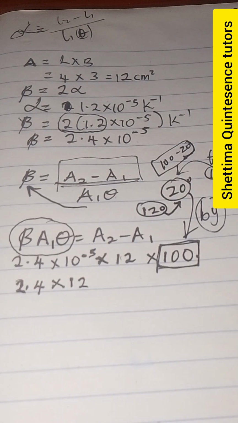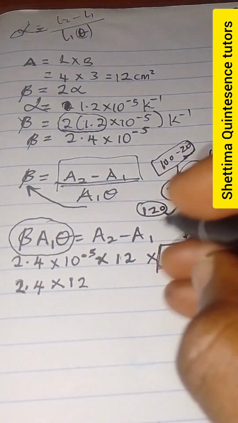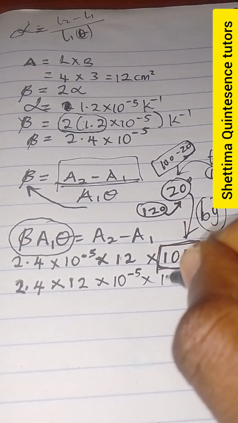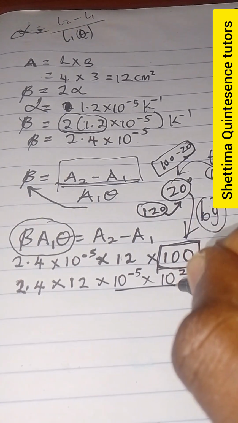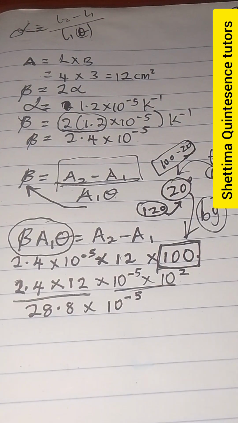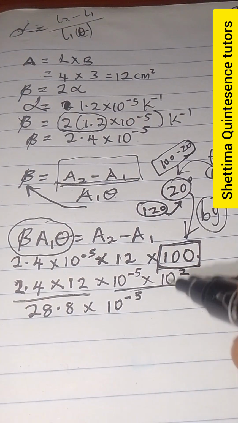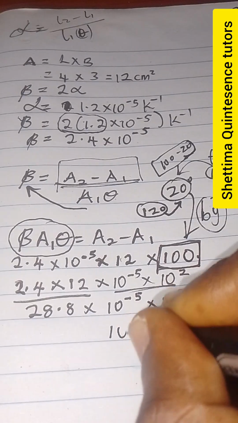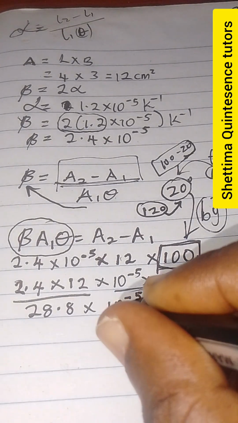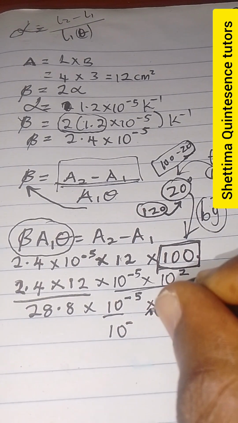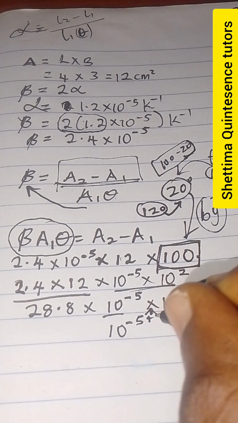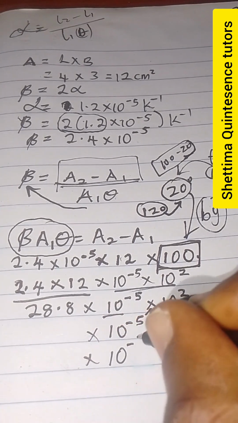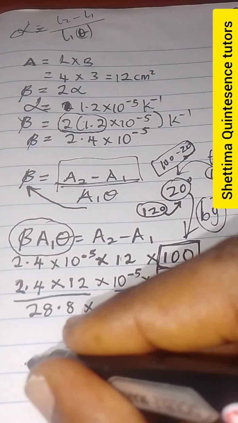Rearranging this, you have 2.4 times 12 times 10 raised to power minus 5 times 10 raised to power 2. That's 28.8 times 10 raised to power minus 5 times 10 raised to power 2. By the law of indices, when you have the same base and you are multiplying, you add the powers: minus 5 plus 2 is minus 3. So 28.8 times 10 raised to power minus 3.